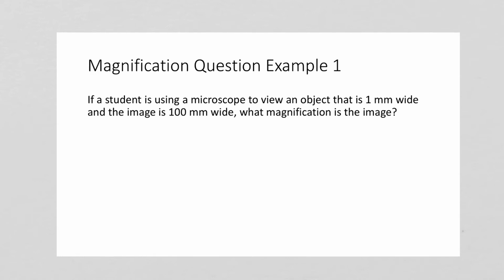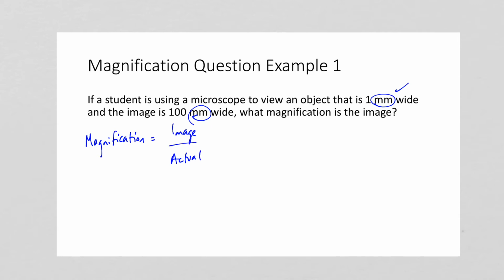Step 1, check the units. I've got millimeters and I've got millimeters, so I'm okay. I don't need to do anything there. Step 2, write down the equation. Magnification is equal to image divided by actual size.